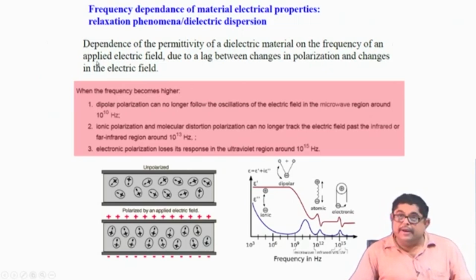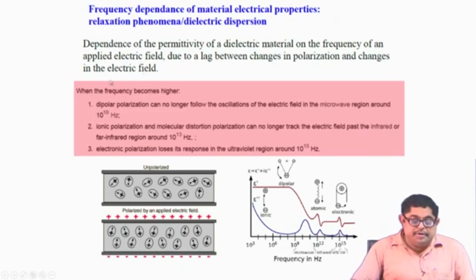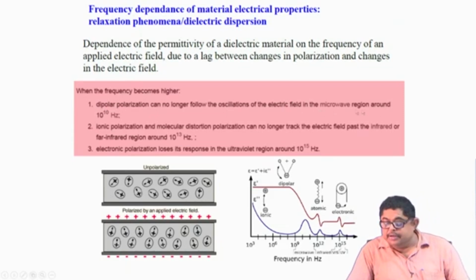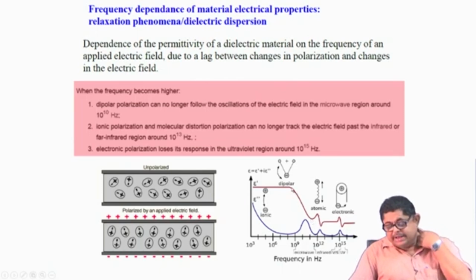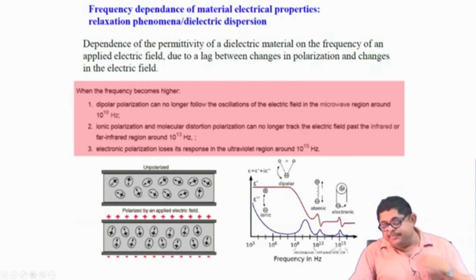Now, frequency dependence of material electric properties: the permittivity of a dielectric material depends on the frequency of an applied electric field, due to a lag between changes in polarization and changes in the electric field. When the frequency becomes higher, dipolar polarization can no longer follow the oscillations of the electric field in the microwave region. Here epsilon prime and epsilon double prime are plotted with frequency. Roughly up to the microwave region epsilon prime is constant, but if the frequency is increased beyond the microwave region, it falls. Again it has an atomic polarization phenomenon near the infrared region, and finally the electronic polarization near the ultraviolet region, around 10 to the power 15 hertz.